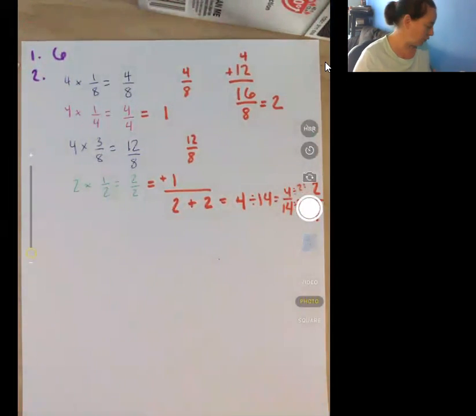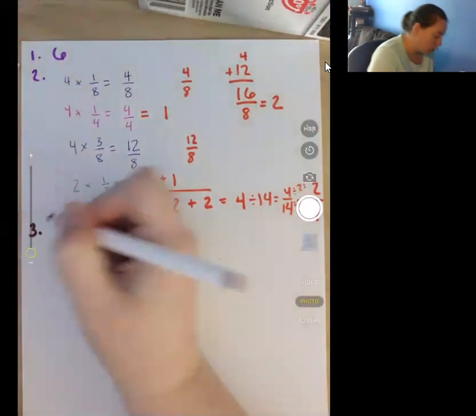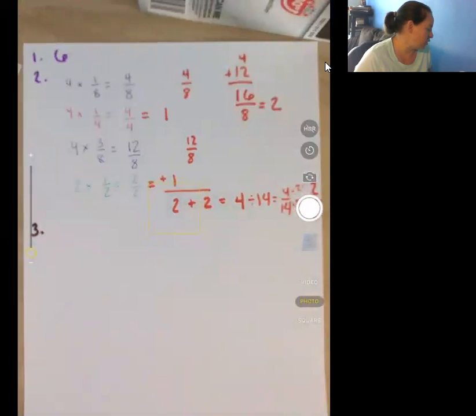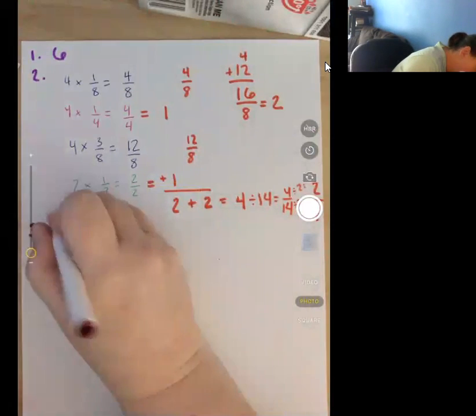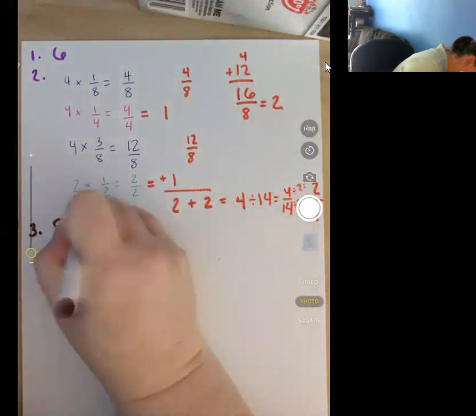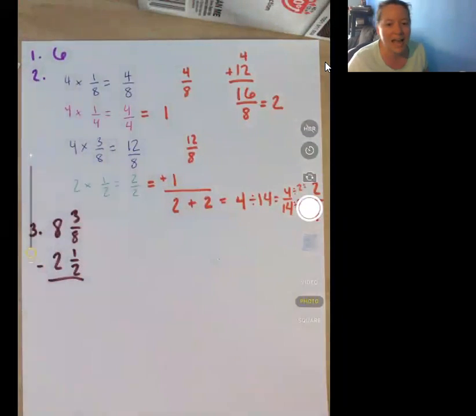Okay, number 3. Ramona had 8 3/8 inches of ribbon. She used 2½ inches for an art project. How many inches of ribbon does she have left? Find the difference in simplest form. So we start with 8 3/8, and then we subtract 2 1/2. We cannot do it the way that it is currently because it does not have common denominators.